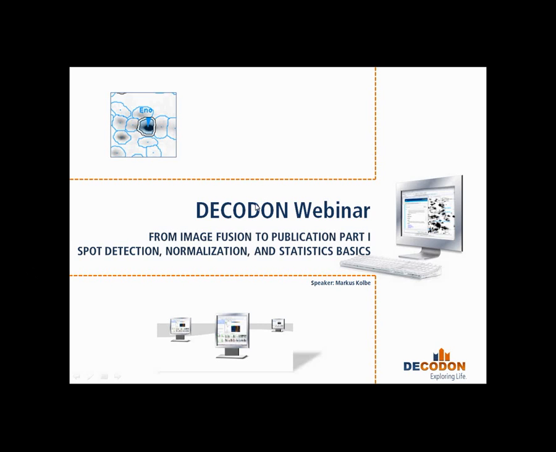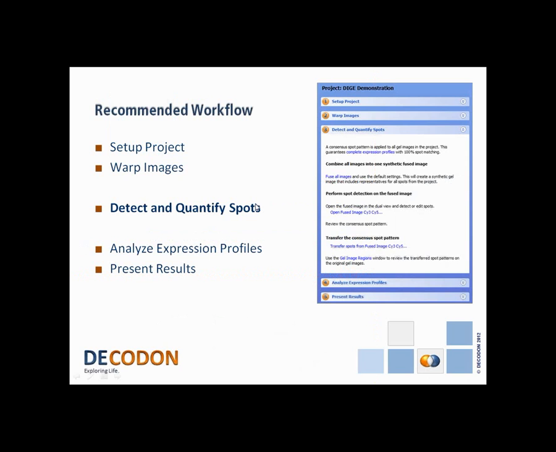This webinar covers the third step with respect to our recommended workflow as implemented in Delta 2D and described in our Getting Started guide. After having set up the project, warped the images, and then of course created a fused image, it's now time to detect and quantify spots. This is what we will talk about, and related aspects such as what can be done with the quantitation table, what is available there, what is normalization and standardization.